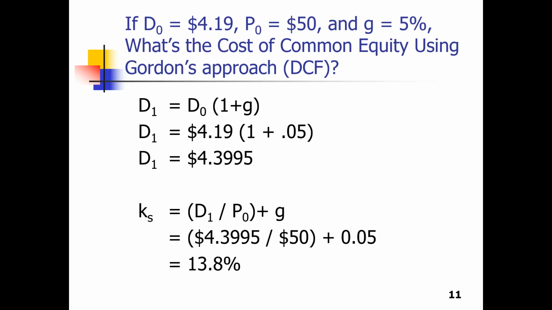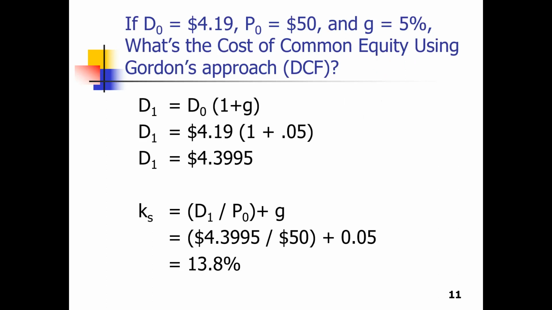So I take the dividend for next period, and I say it was $4.19. It's going to grow at 5%. So I multiply it by 1.05, treating that 5% like an interest rate. And we multiply by 1.05 to grow, make money on our investment if we are making 5% interest. So $4.19 grows theoretically to $4.3995.